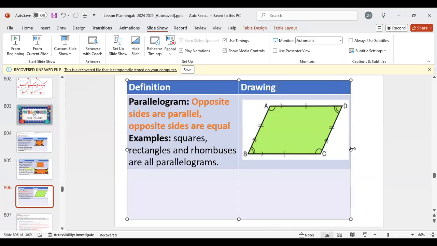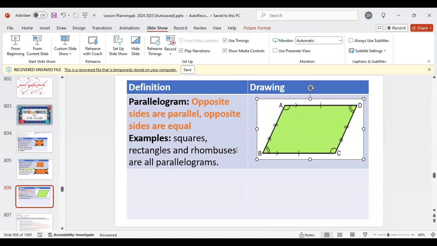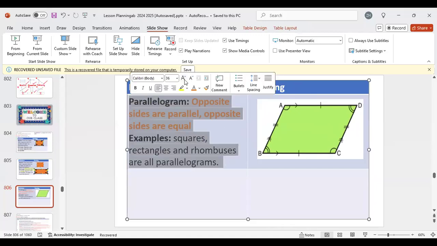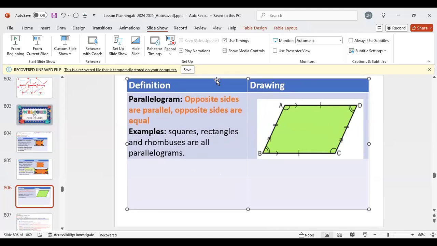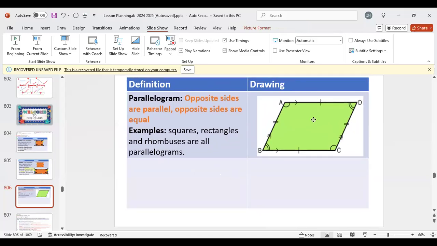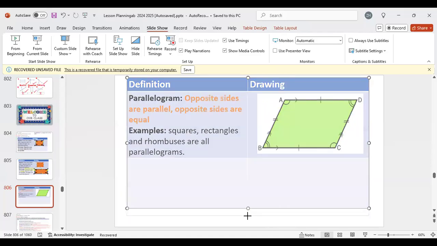For the parallelogram, go ahead. What do the single and the double angle marks mean? What do you think? Give it a guess. Give it a try. That the angle diagonal from it is the same. Very good.